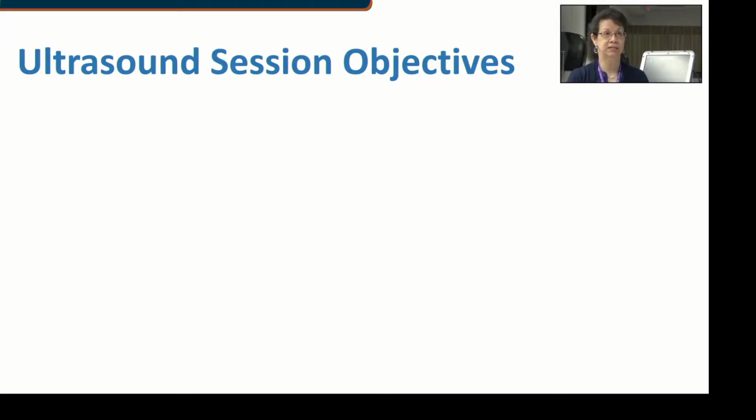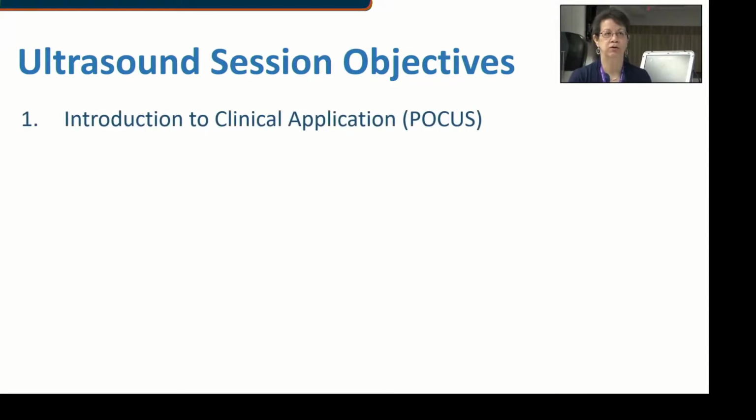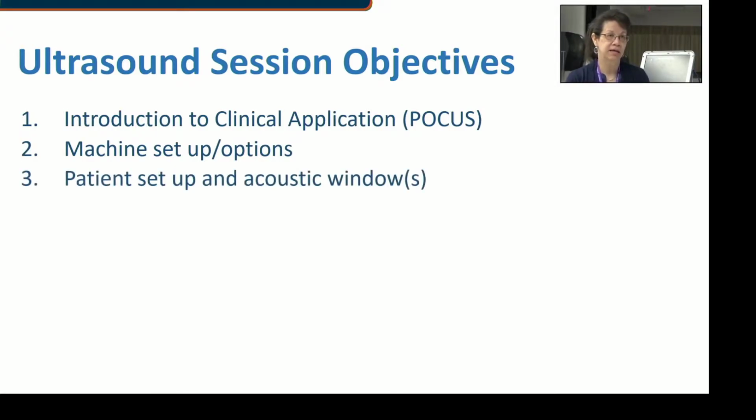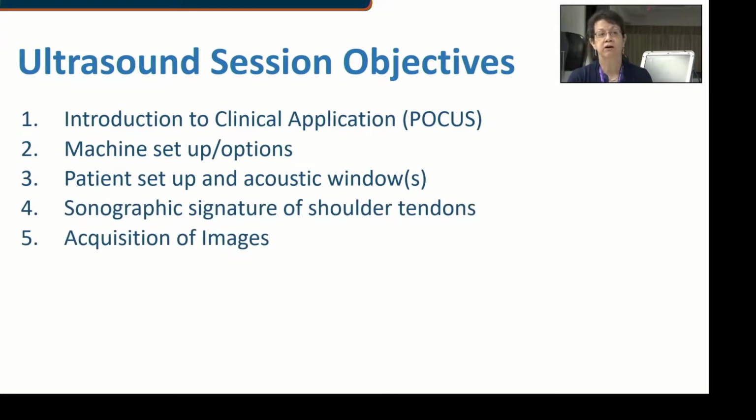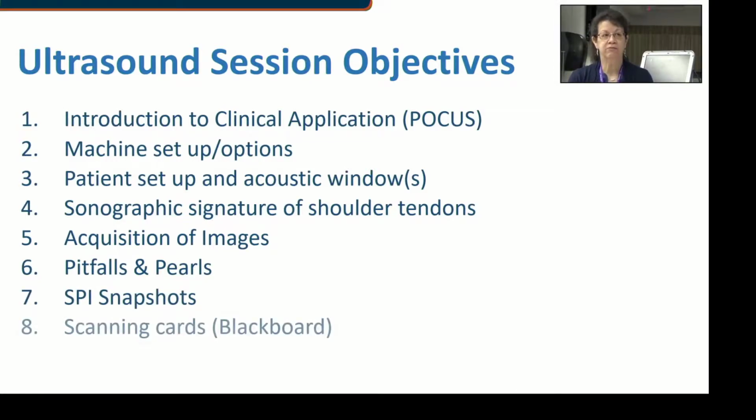All right, for today's session objectives, we're going to, of course, introduce some of the clinical applications as well as going over machine setup and some of the options, and patient setup and acoustic windows, as well as the sonographic signature of the shoulder tendons that you're going to be looking at and the acquisition of those images. We're going to go over some pearls and pitfalls and an SPI Snapshot, and finally the scanning cards that you'll be able to see on Blackboard.